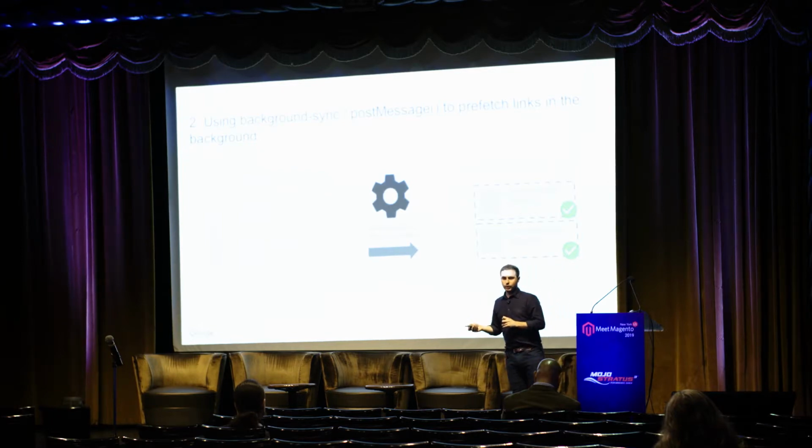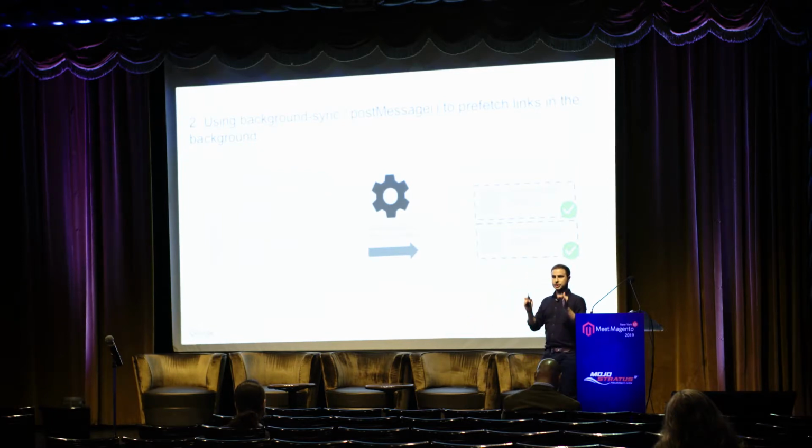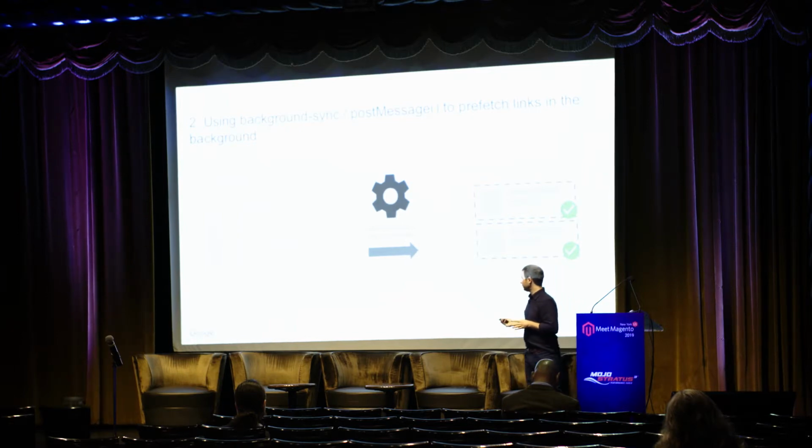eBay, for example, what they are doing is that they are prefetching the first 5 items in a listing page. They say that the probability of these 5 items to be clicked is so high that they can take advantage of the idle time, talk to the service worker, and store these 5 first links in the cache. They do that by default.